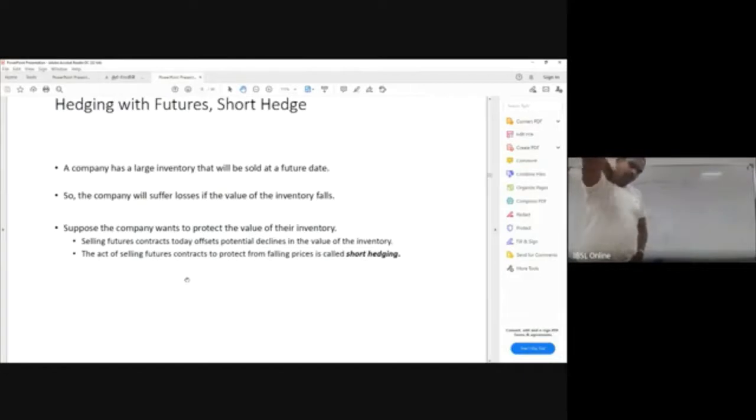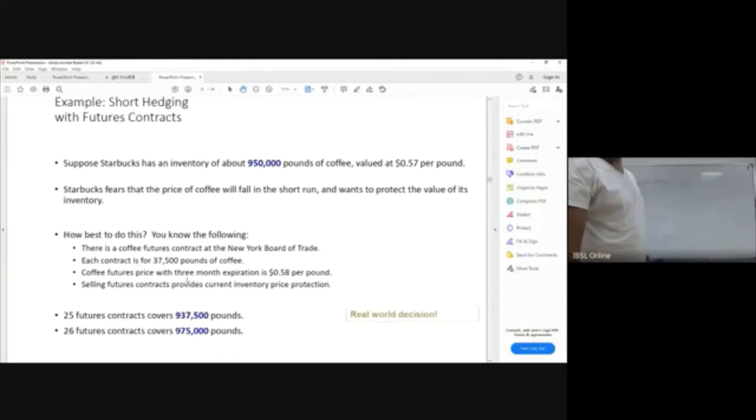A short hedge is where a company has a large inventory that will be sold at a future date, so the company will suffer losses if the value of the inventory falls. Suppose the company wants to protect the value of the inventory. They need to sell futures contracts today to offset potential declines in the value of the inventory. The act of selling futures contracts is called short hedging. So remember long hedging and short hedging. Let's try this example, then you will understand what it means.